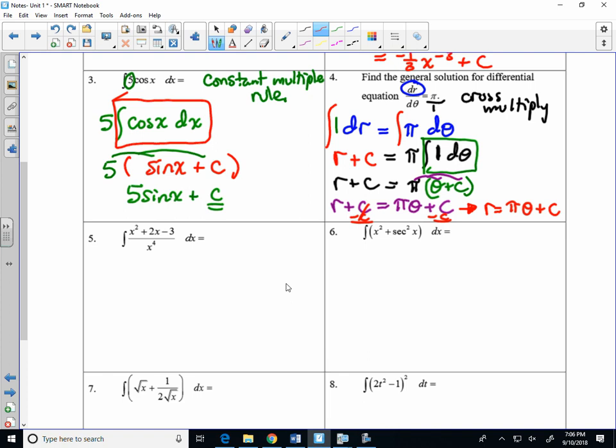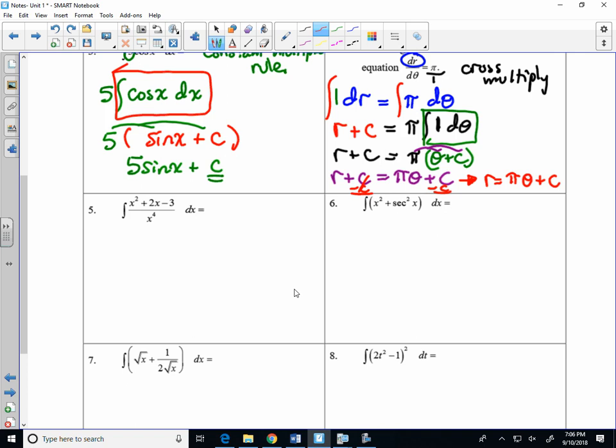All right. Number 5, we have a rational expression here. We haven't learned substitution or anything like that yet, so we're not doing that. It's got to be simpler. Here I could actually split my fraction up. Let's split.